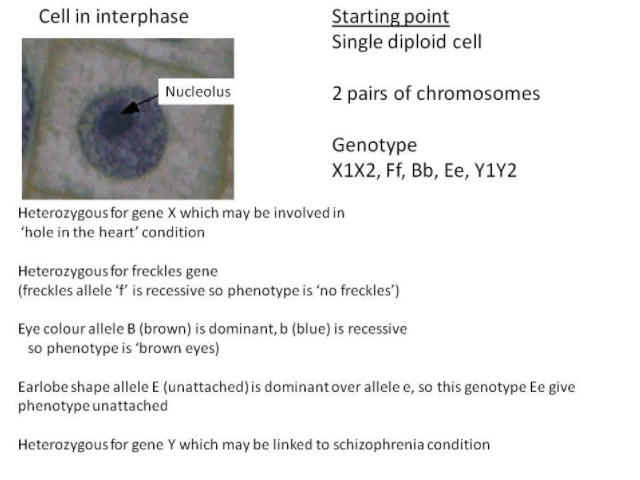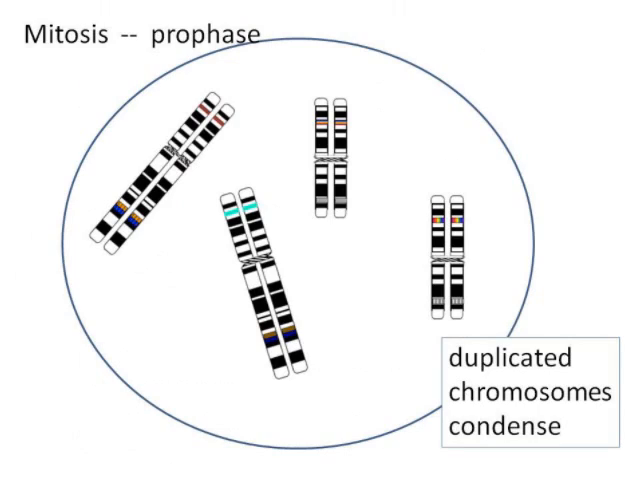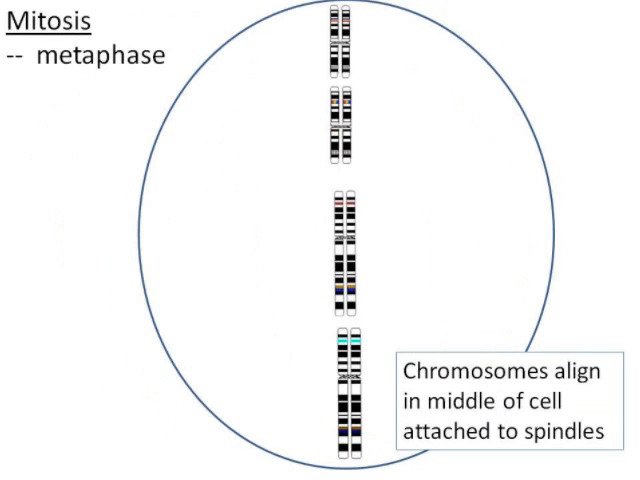Similarly, for the eye colour genotype, big B, little b, the dominant allele, big B, is for brown eyes, therefore the phenotype of big B, little b is brown eyes. Earlobe shape: the dominant allele is unattached, and although the recessive allele of attached, little e, is present, the genotype is unattached. And then we have heterozygous for gene Y, which may be linked to schizophrenia.